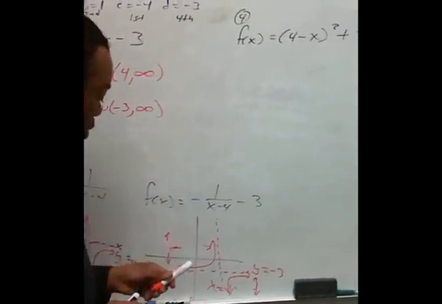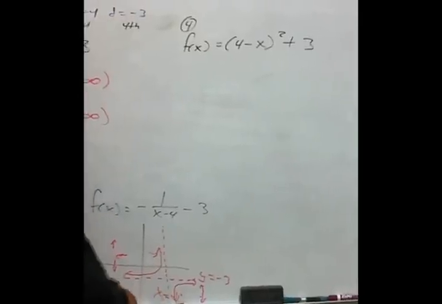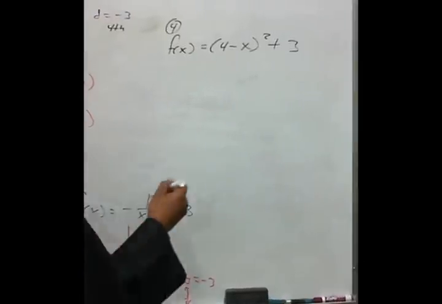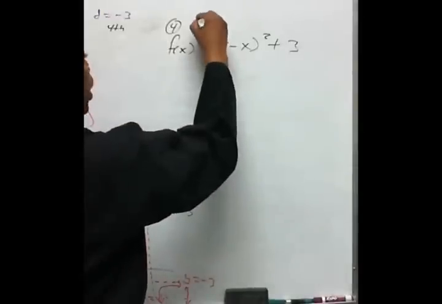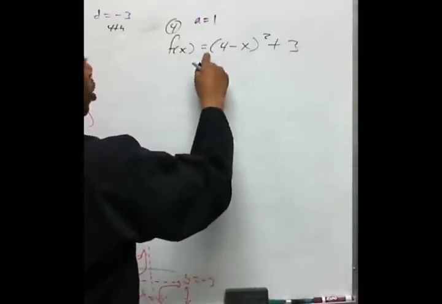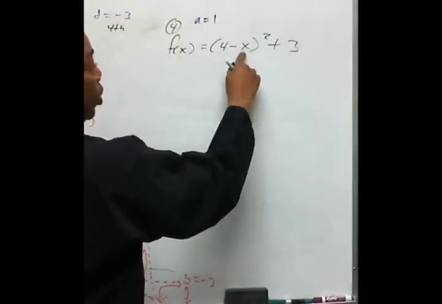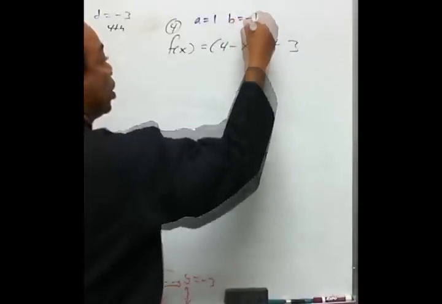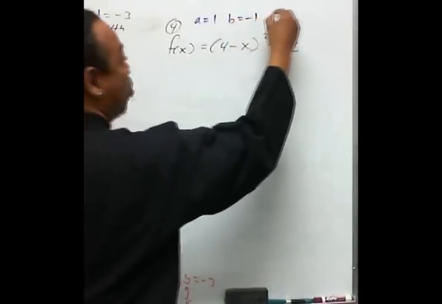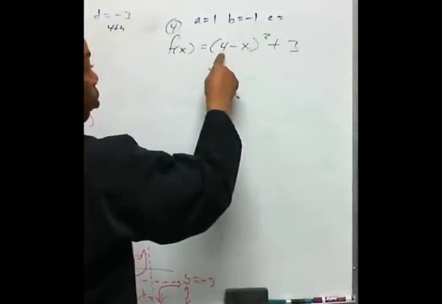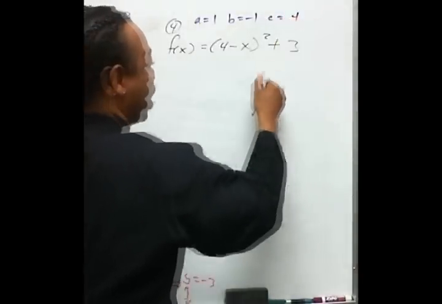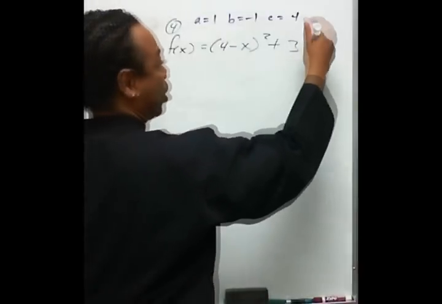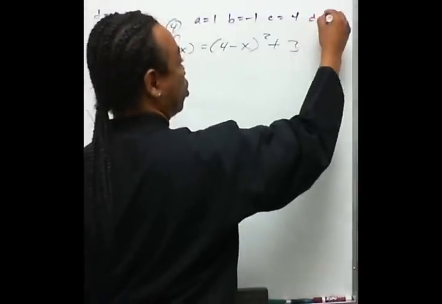Next, our parameters. The A parameter is whatever's on the outside, so the A parameter here is 1. The B parameter is whatever coefficient is on the x. This time it's negative 1. The C parameter is whatever is adding on the inside, which is a positive 4. And the D parameter is whatever's on the outside of the entire function. Here will be 3.